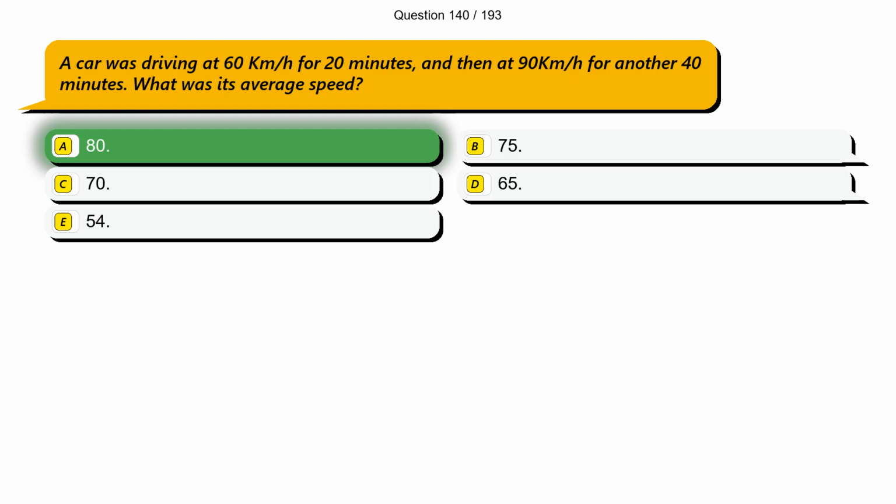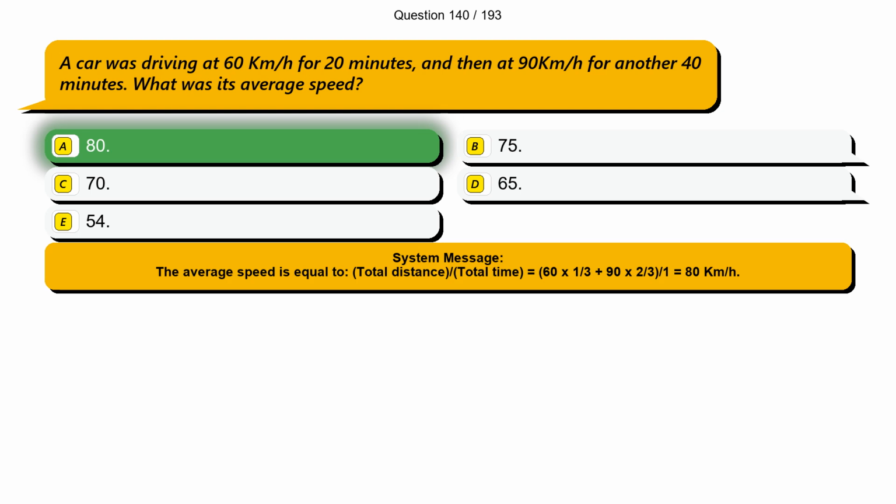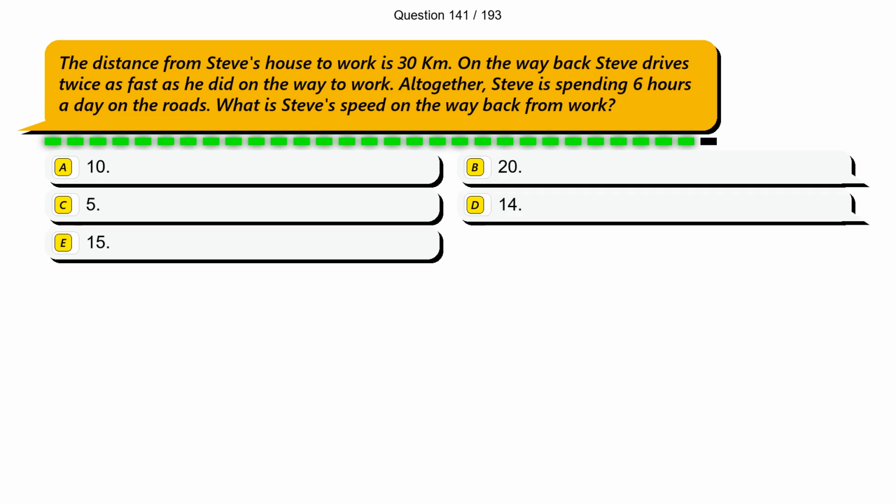The correct answer is option A, 80. The average speed is equal to total distance / total time equals (60 x 1/3 plus 90 x 2/3) / 1 equals 80 kilometers per hour.